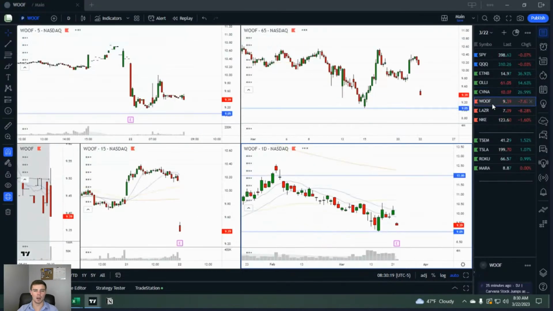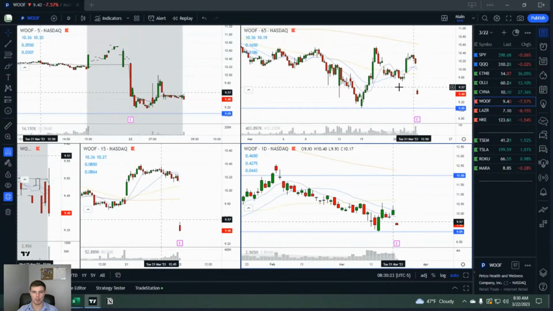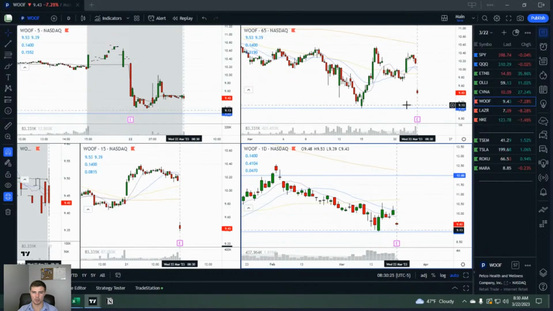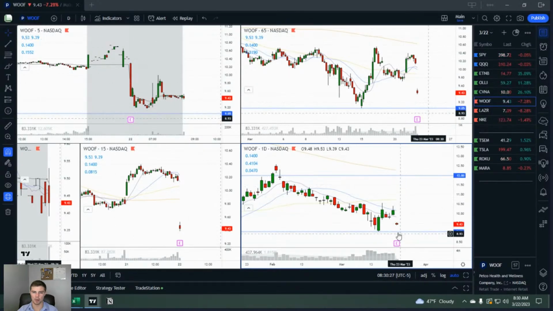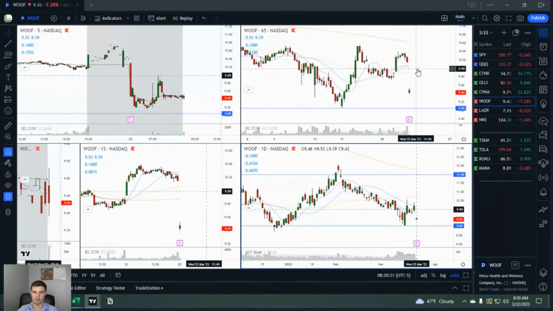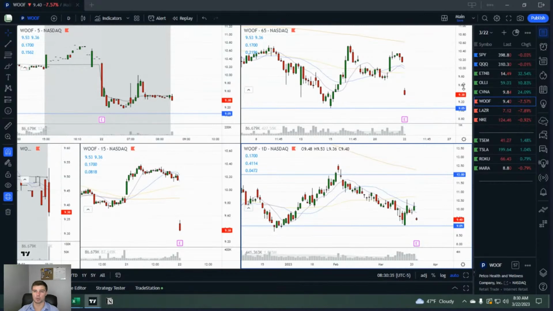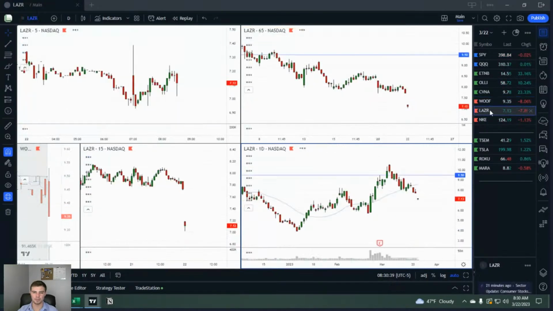All right, next up is Wolf, WOOF. This one's gapping down pretty nicely under this pivot right here. Should have easy room down to about $9. It's an earnings related gap. This is probably my favorite idea on the short side. So yeah, watch the Wolf short.